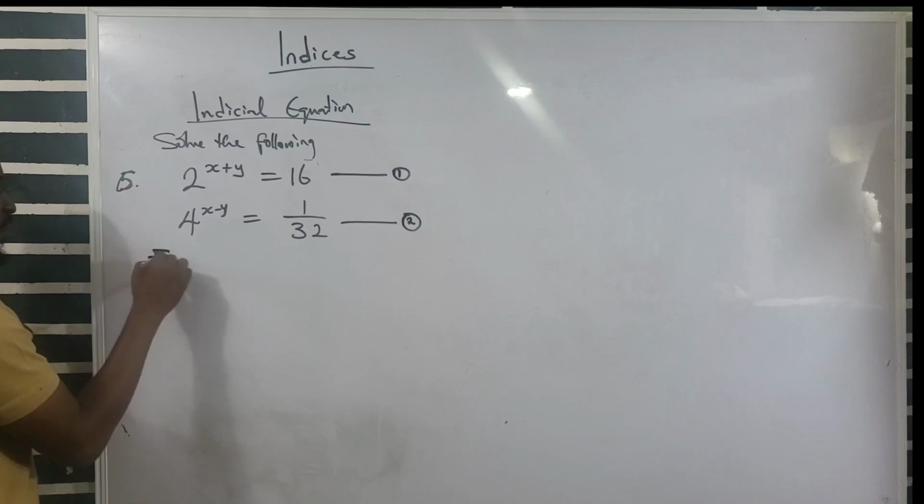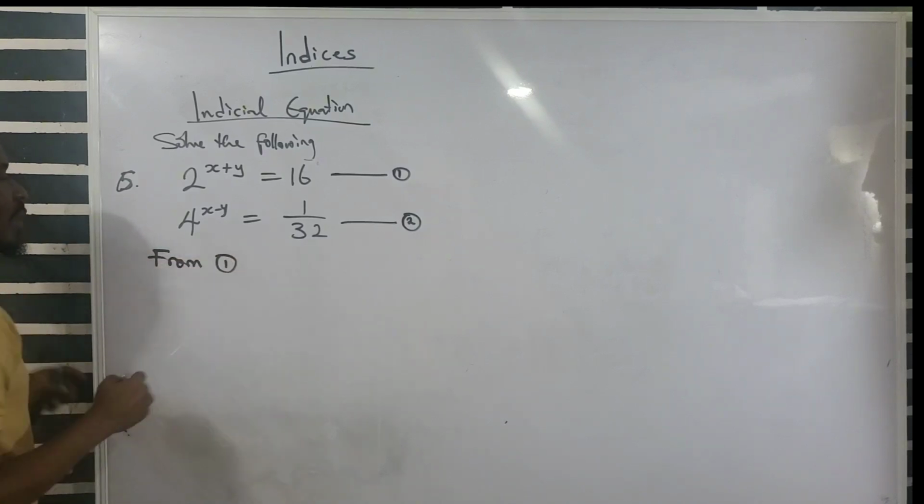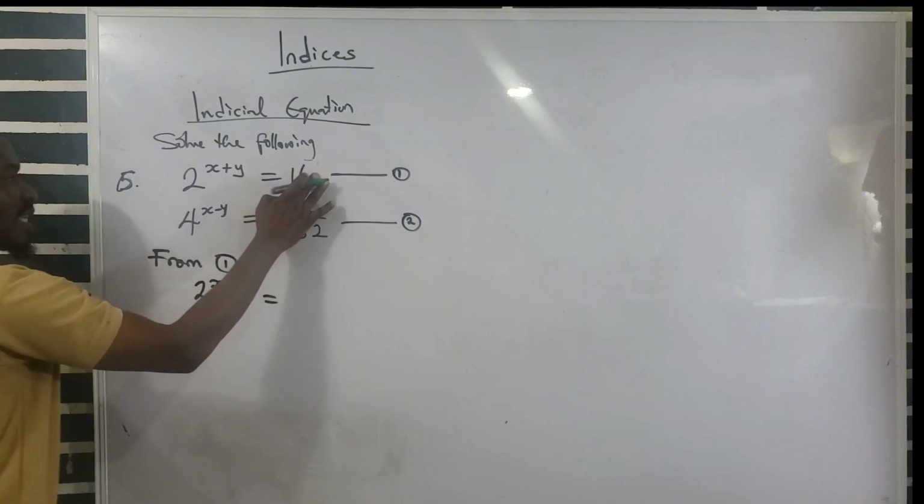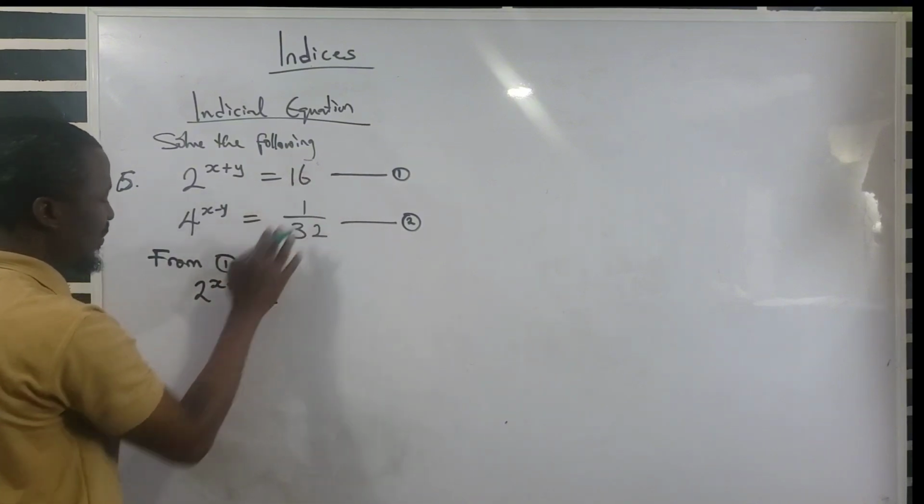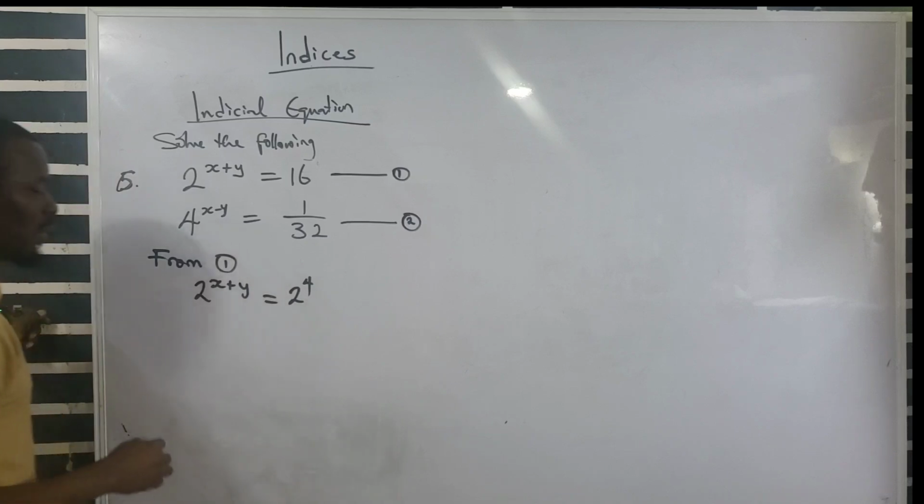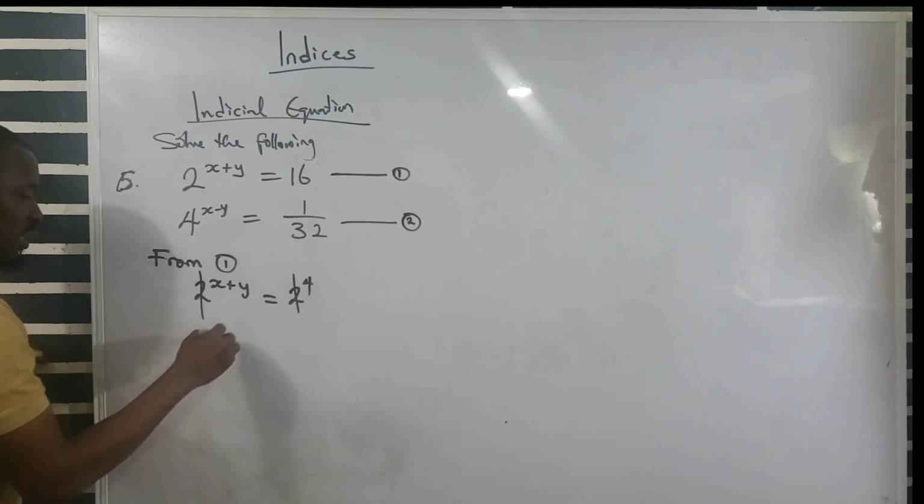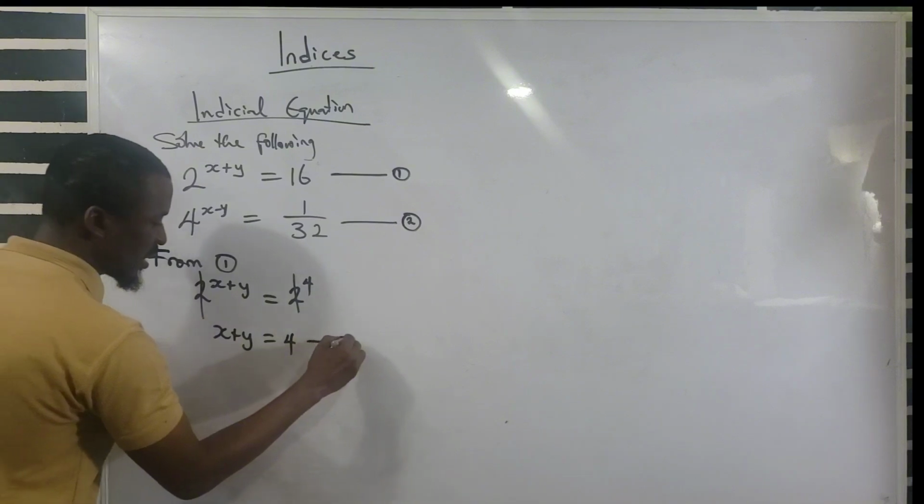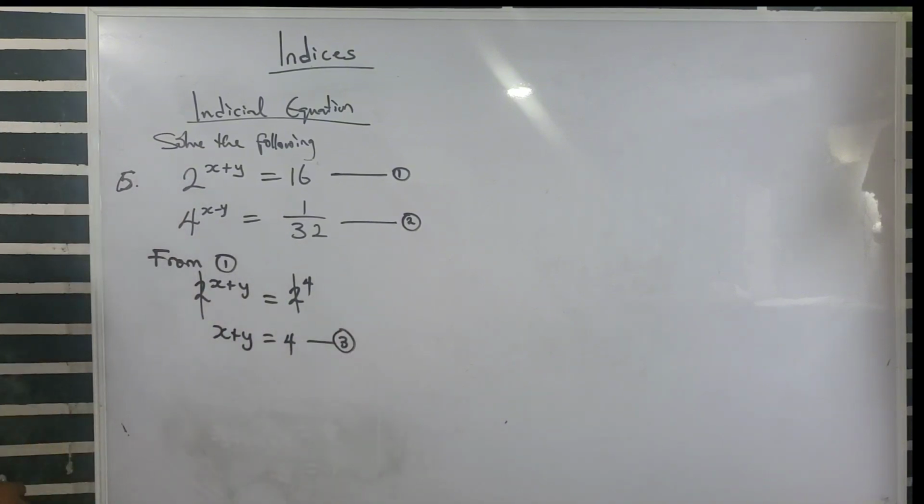Now from 1, I have 2 to the power x plus y equals, express this as a base of 2, so that will give us 2 raised to power 4. So doing this, I have x plus y equals 4. Let me call it my equation 3.